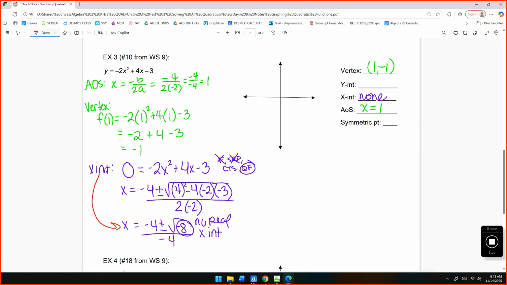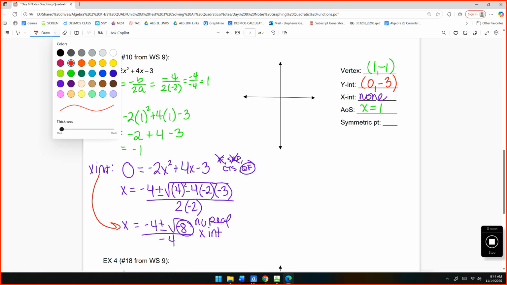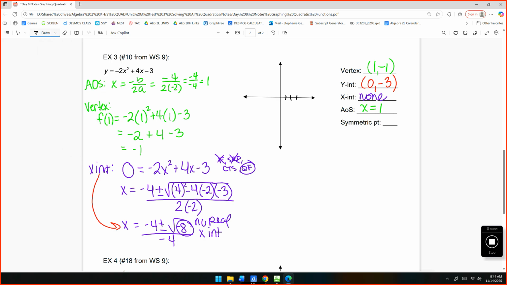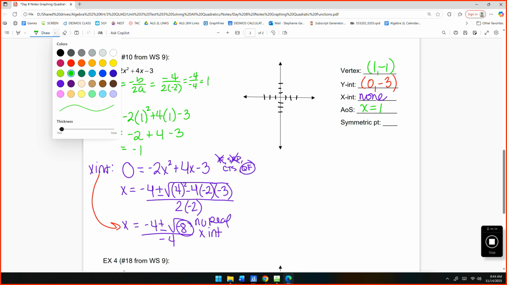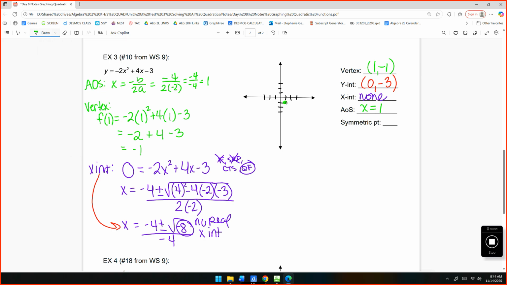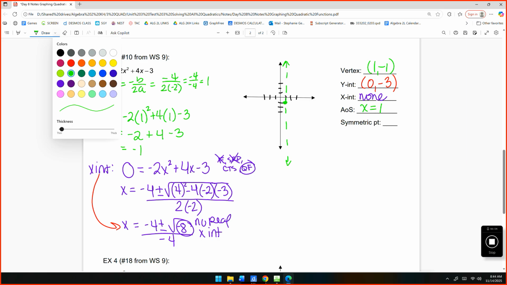All right, now y-intercept, this is kind of easy for us. It's just c, right? So do I have to write it out, or can we just go straight to 0, negative 3? Let's put these things on the graph. Let's see, what are we working with here? Our vertex is 1, negative 1. Axis of symmetry right here. Y-intercept is 0, negative 3.